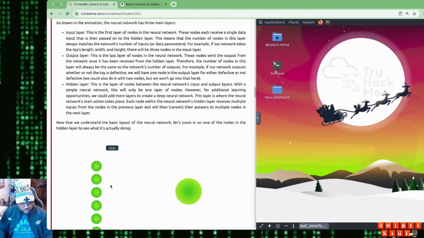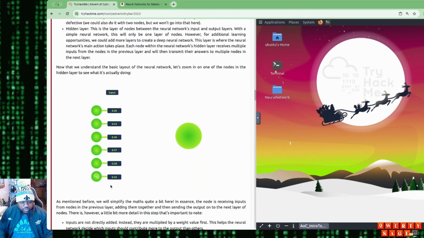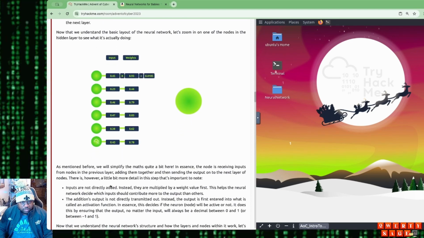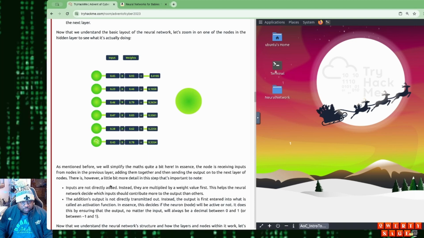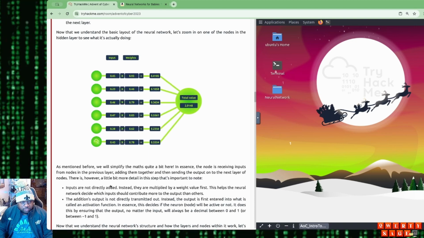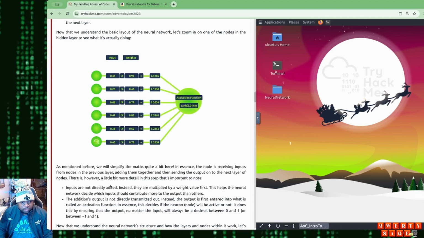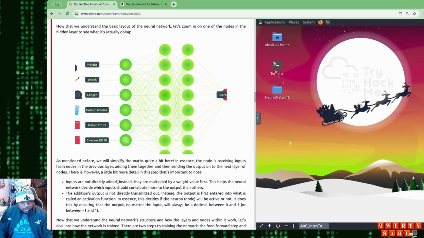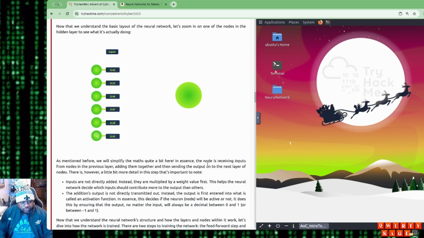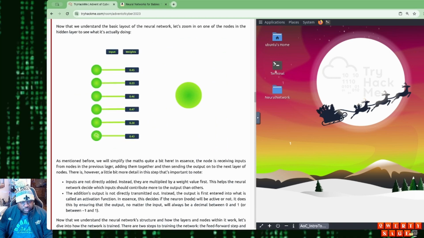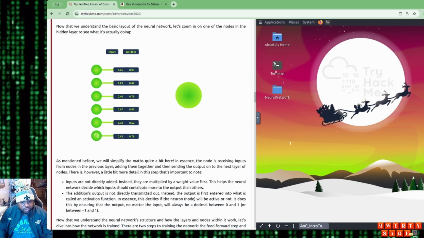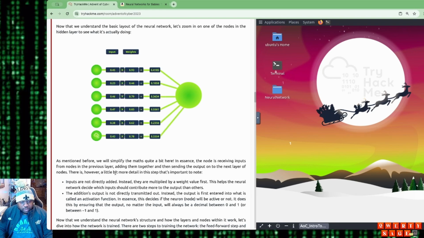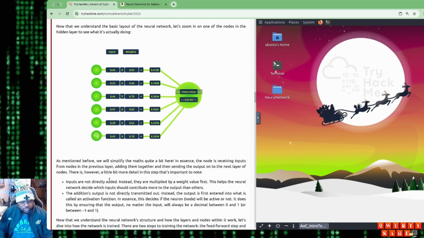Let's zoom in, see what the hidden layer is doing. We'll simplify the math here. The node is receiving inputs from nodes in the previous layer, adding them together and sending the output to the next layer. However, a little bit more detail is important.